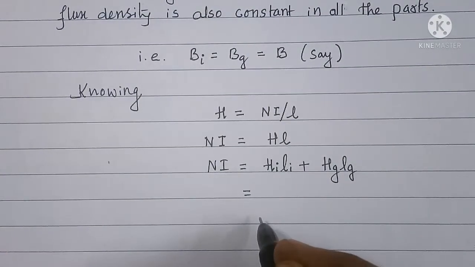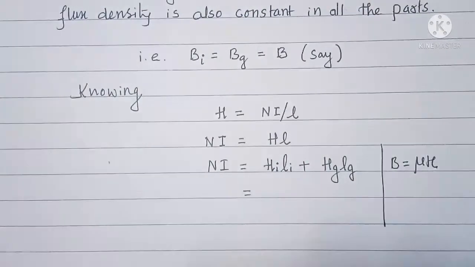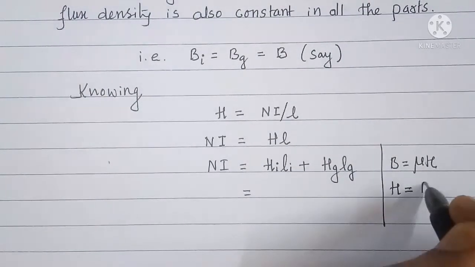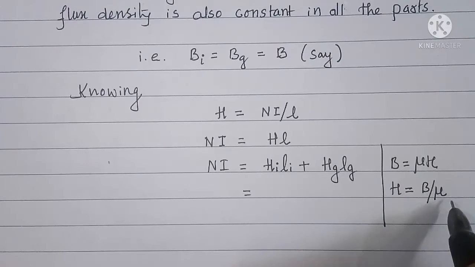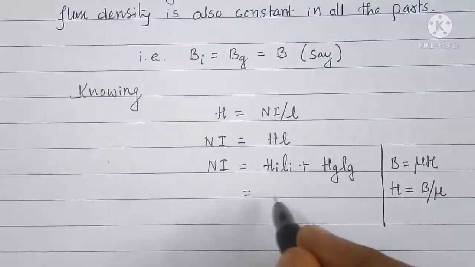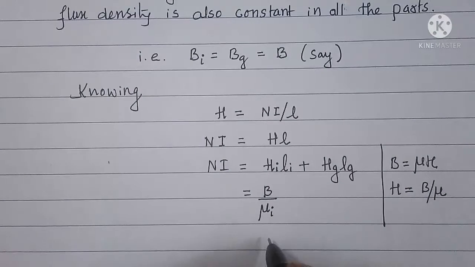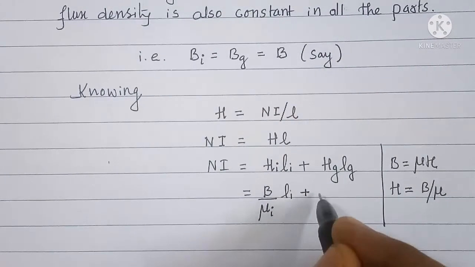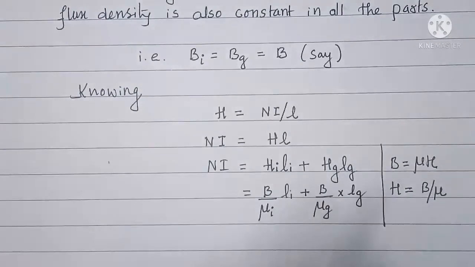But we know the relation between H and B. What is that? B equal to mu H. Therefore, we can write H equal to B by mu. The permeability of different parts in the series circuit will be different if materials are different. Therefore, we can write B upon mu i into Li plus B by mu g into Lg, where mu i and mu g are the permeability of the iron part and air gap respectively.